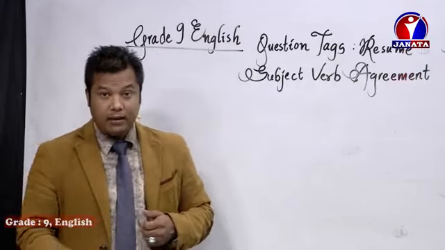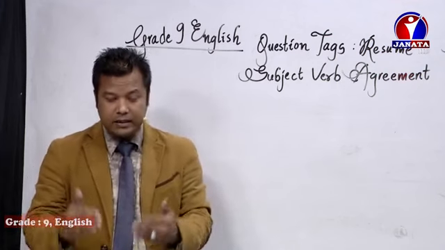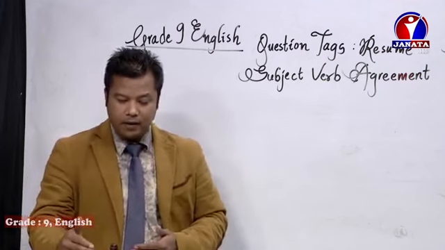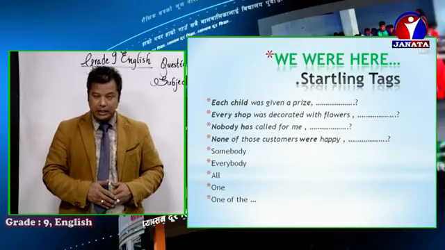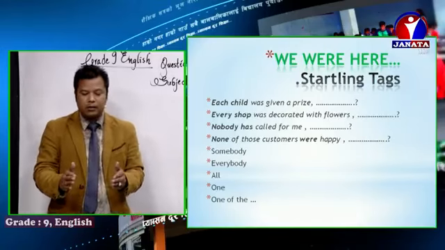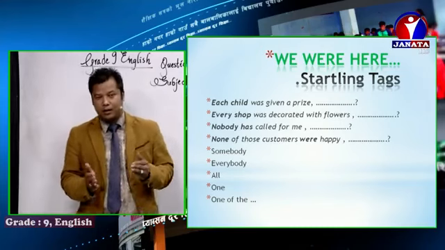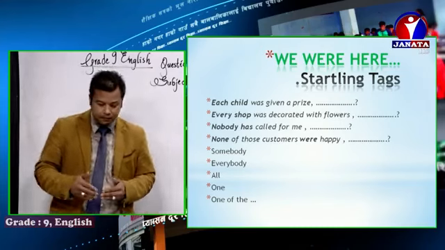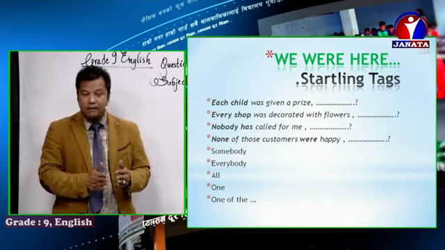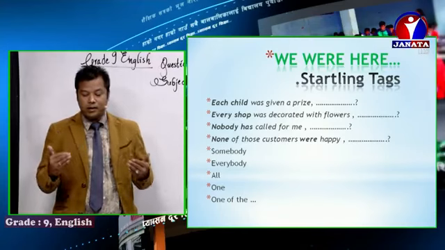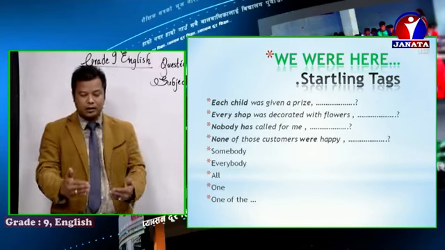Okay, today, let's focus on the screen. We were here last time, and on your screen you can read the startling tags. Now, why these startling tags? Let's understand. Starting with the first example, each child was given a prize. Now, what is the complication here? What is so startling here?